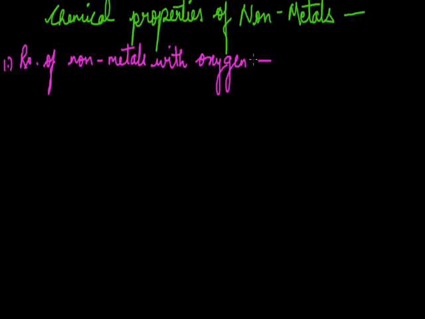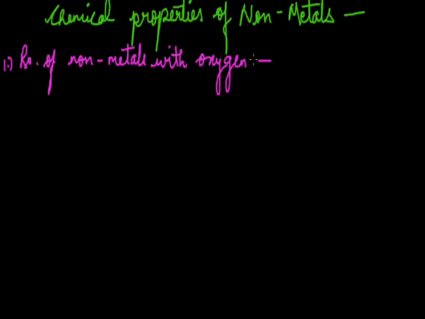Now we know what we mean by acidic oxides or neutral oxides. Acidic oxides are those oxides which, when dissolved in water, will turn a blue litmus red. This means that a non-metal forms such oxides which are acidic in nature because they turn blue litmus red.